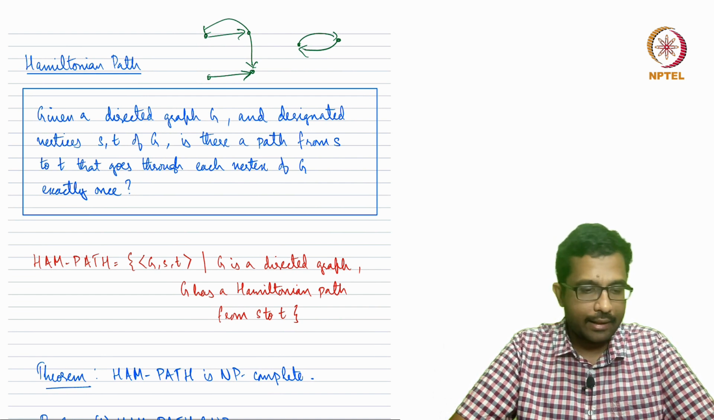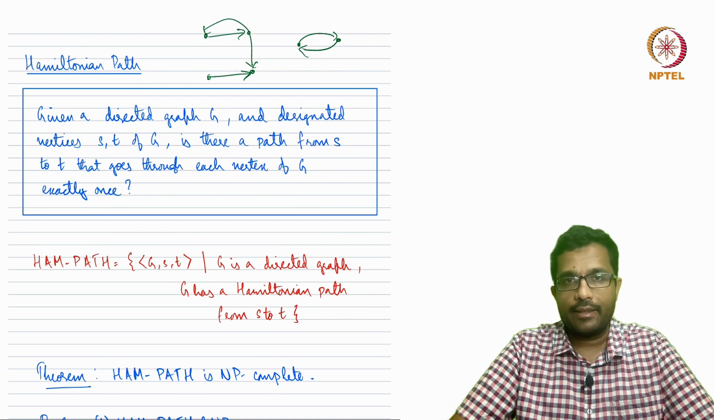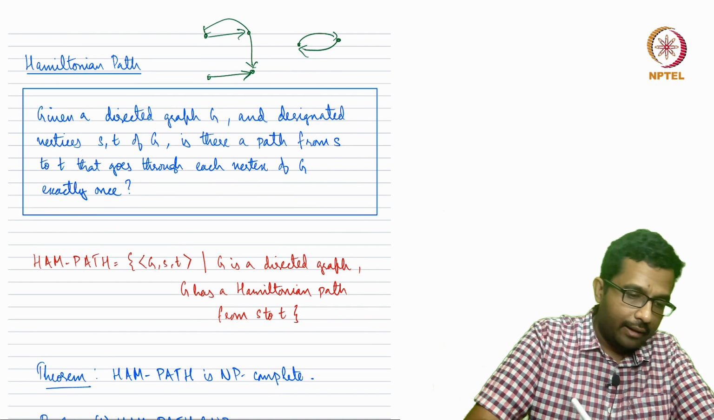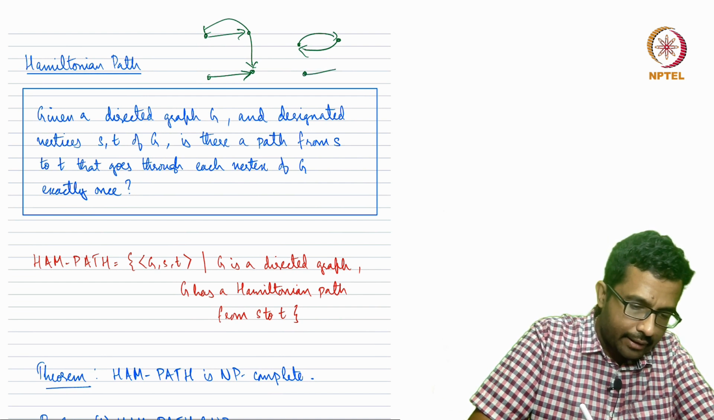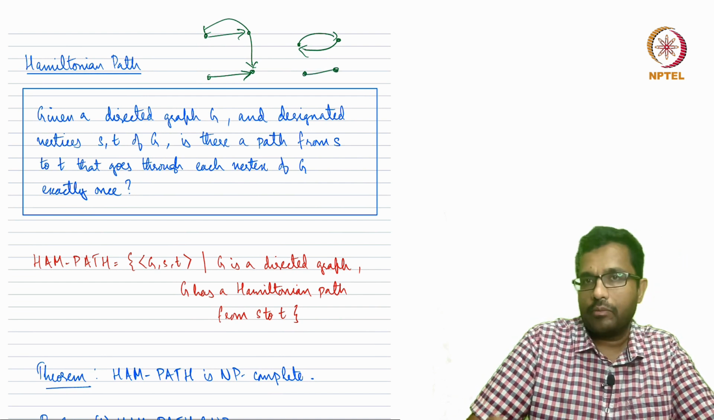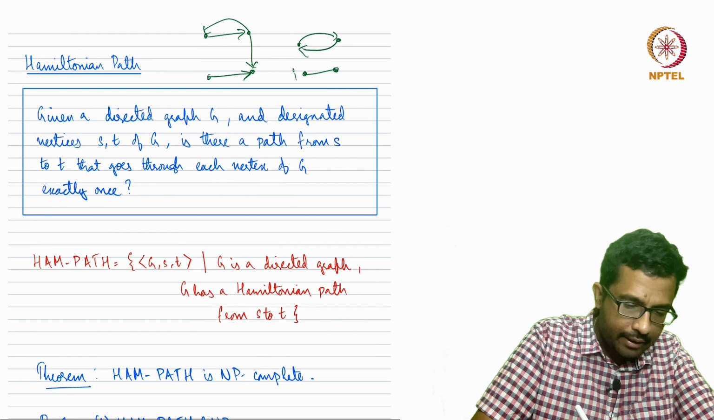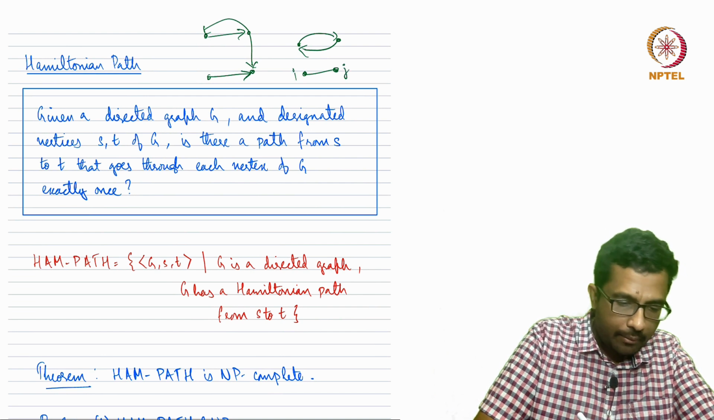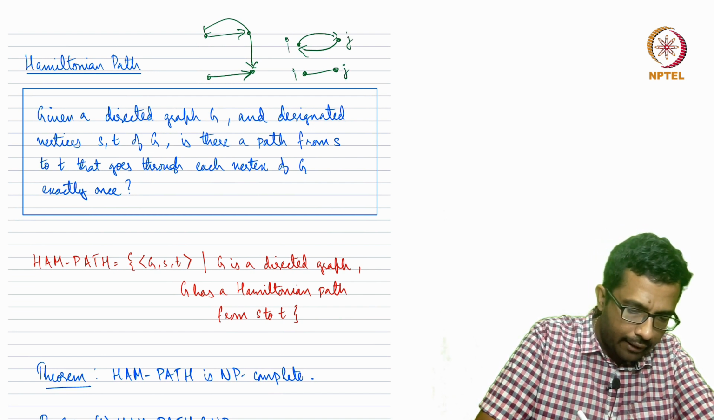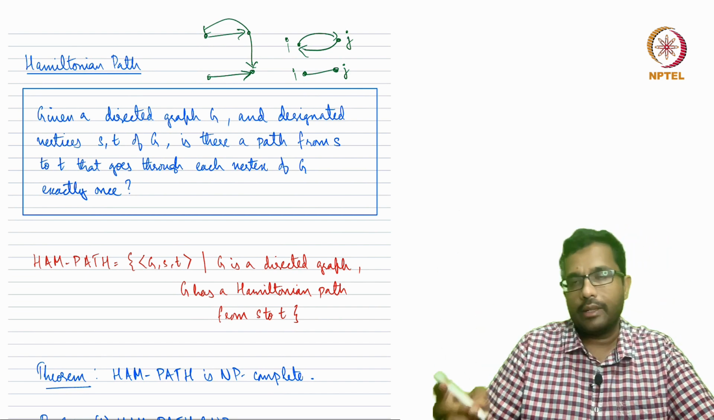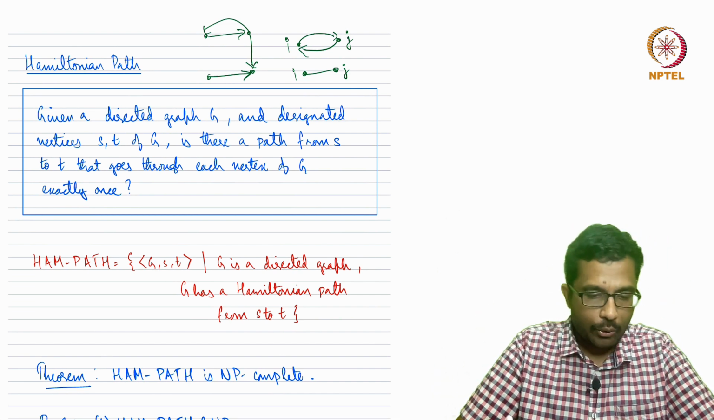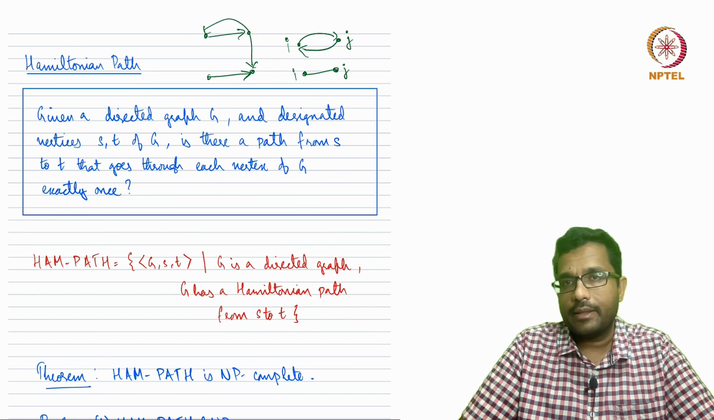Okay, so what's a directed graph? Simply put, it's a graph where the edges have directions. In earlier lectures, our edges used to be undirected, so the edge from i to j would be the same as the edge from j to i. But now the edges look like arrows, so there are directions. An edge from i to j need not be the same as an edge from j to i.